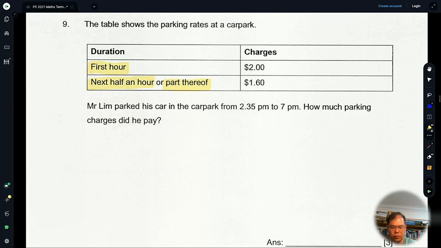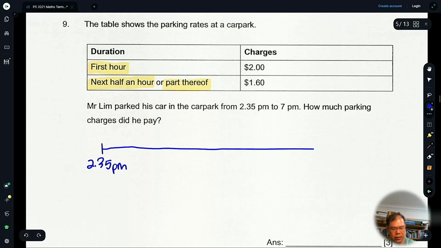So in this case, Mr. Lim parked his car from 2:35 p.m. all the way to 7 p.m. So how much did he pay? So let's do a timeline. Because the first one is charged in a 1 hour block, immediately I'll just do 1 hour. So 3:35 p.m. For that he has to pay $2 already.